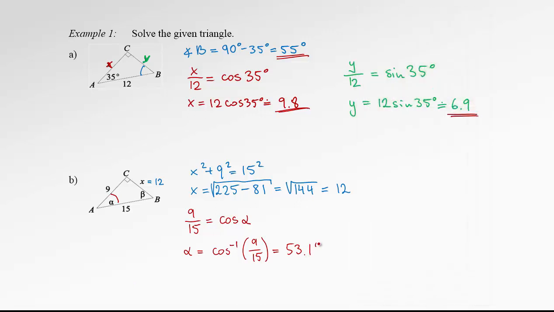53.1 degrees. Okay, as soon as we have alpha, beta is complementary, so it's even easier. Angle beta equals 90 degrees minus 53.1 degrees. That turns out to be 36.9 degrees. Okay, and the triangle is solved.